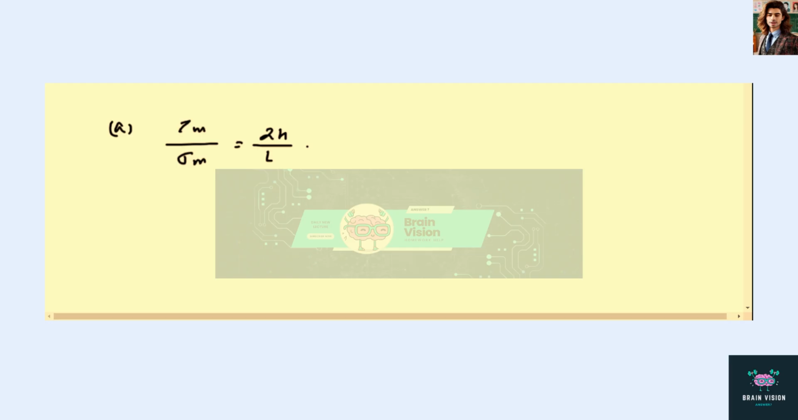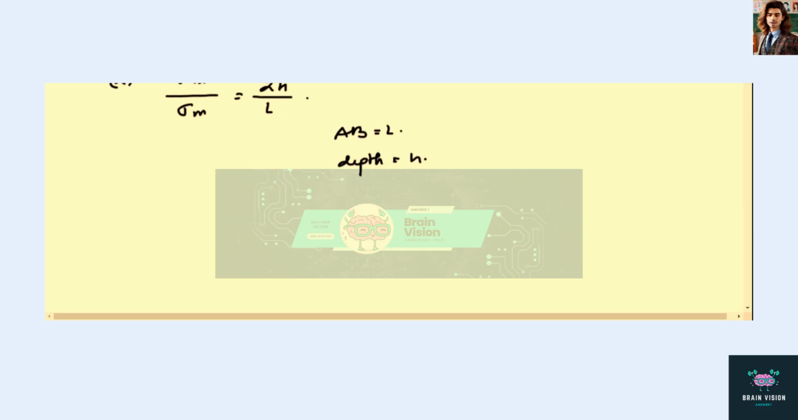In this problem, we have to determine that the ratio of the maximum values of the shearing stress and the normal stresses in the beam is equal to twice h upon L. The given length of the beam AB is L and the depth of the beam is H.